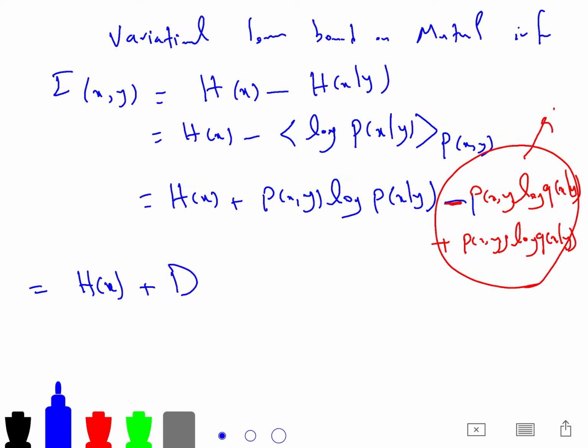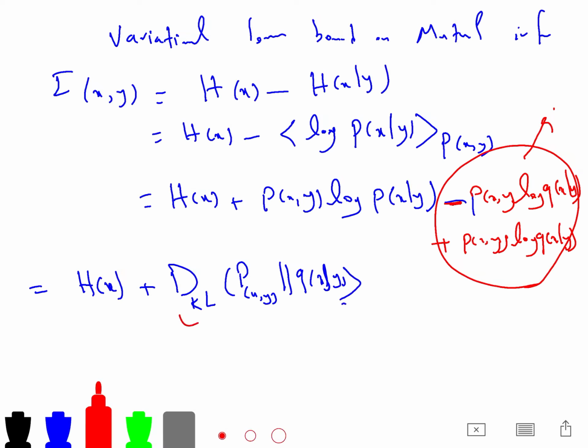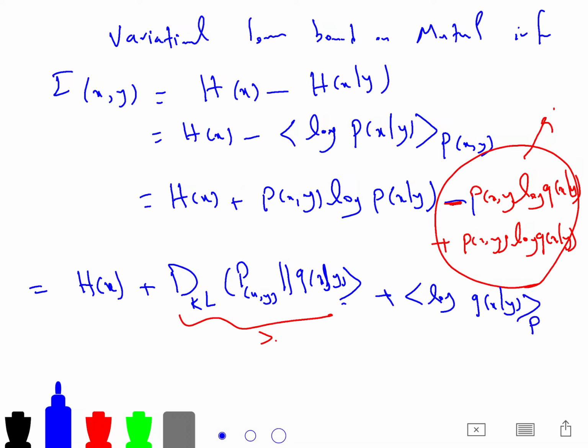And now you represent it, you say, oh, this is the KL divergence between p of x conditioned on y and q of x conditioned on y. And you know the KL divergence is positive, and plus log of q of x conditioned on y.